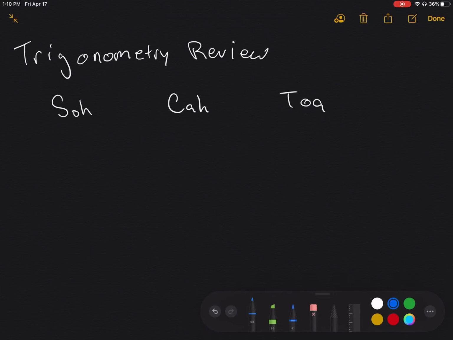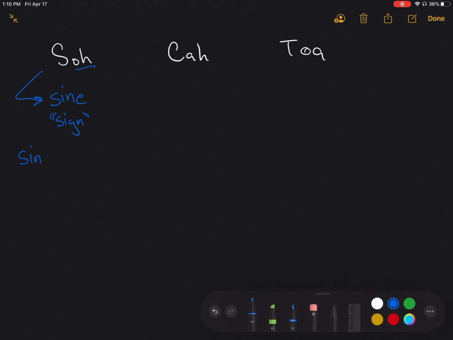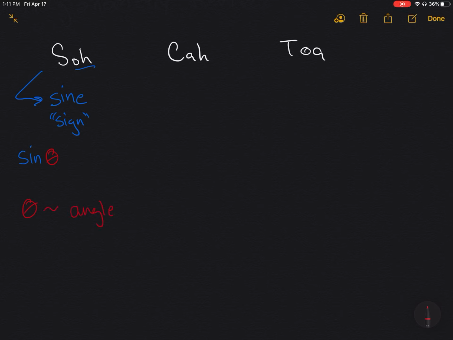So the first one we'll look at is SOH, S-O-H. That's the sine function, said S-I-G-H-N. And the OH tells us that the sine of theta, so theta is just going to be some angle measure, the sine of theta is equal to the opposite over the hypotenuse. So the opposite side over the hypotenuse.